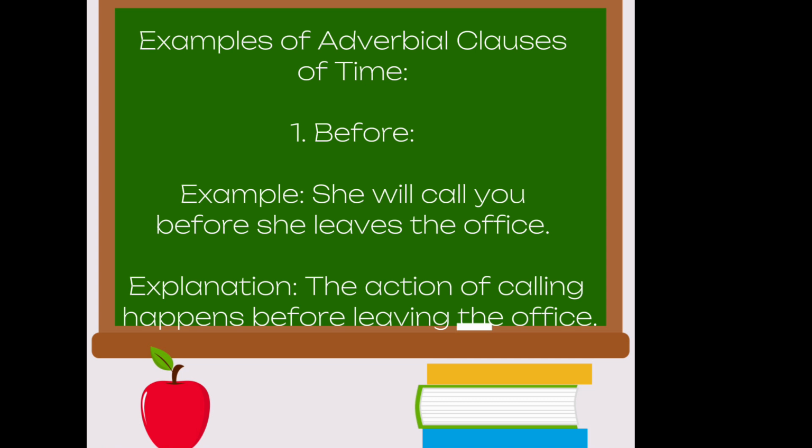Now let's see examples of adverbial clause of time. Before shows an activity happens before another action. It shows an activity which happens before another activity, that means. Let's see example. She will call you before she leaves the office. What's the meaning of this one?